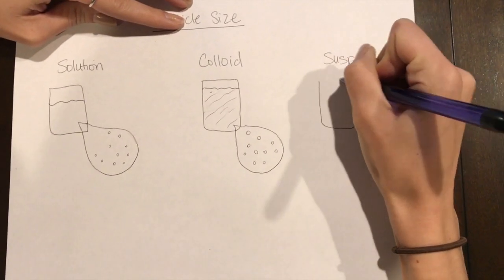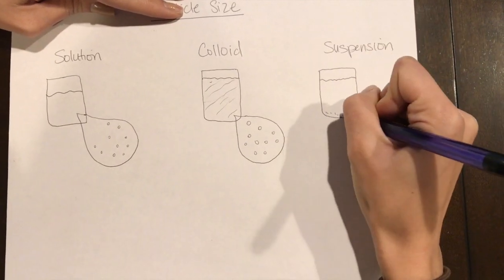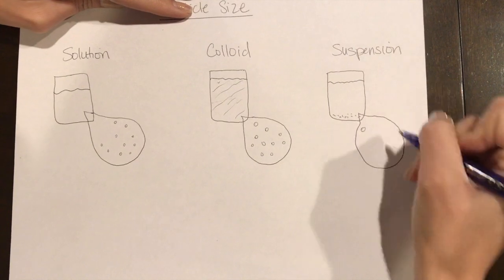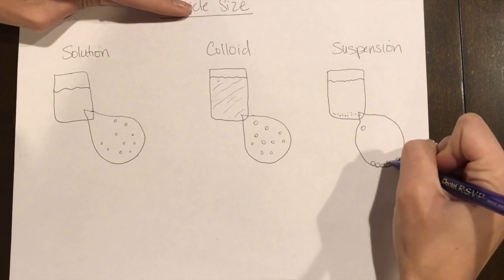Suspensions contain particles that are typically larger than 1 micrometer. They are much larger than colloid particles. Therefore, the force of gravity causes these particles to settle to the bottom of their container.